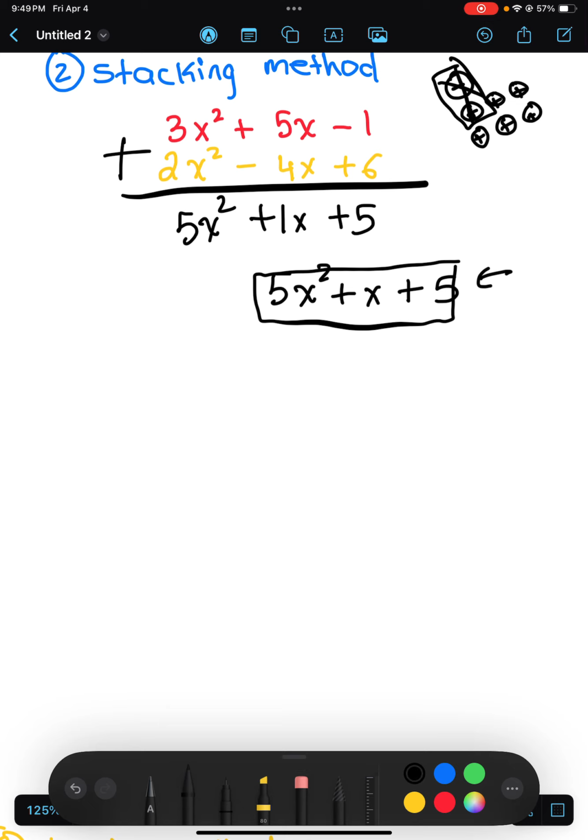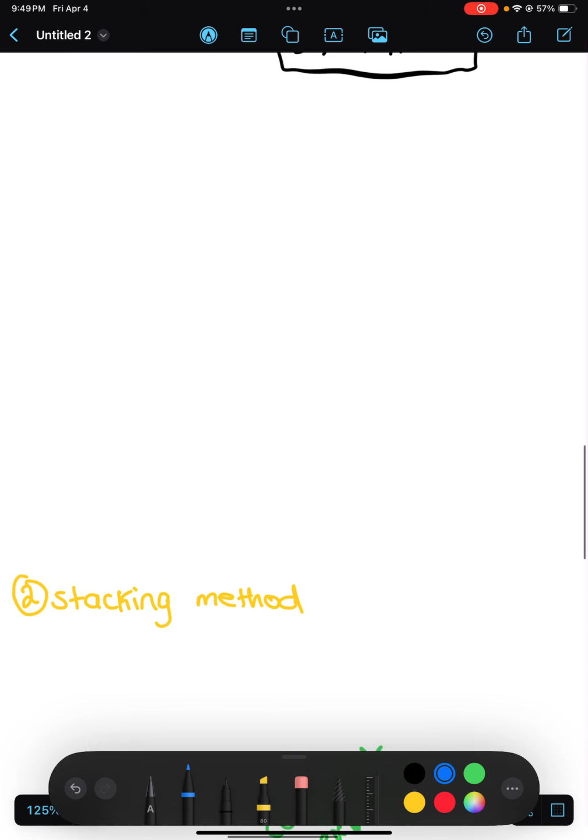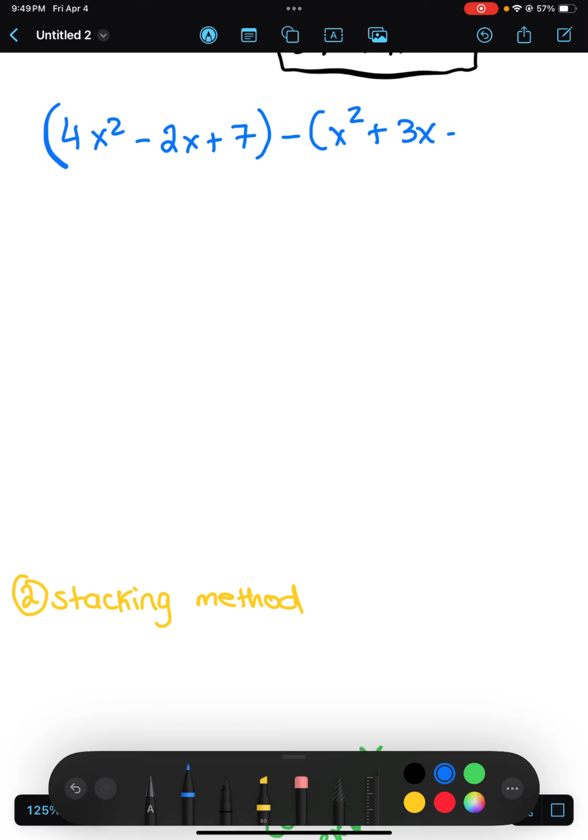So the question I initially had was 4x squared minus 2x plus 7 minus x squared plus 3x minus 1. So subtraction is very much similar to addition, but we just have to be careful about this minus sign because we need to distribute it, okay? So let's actually distribute this.